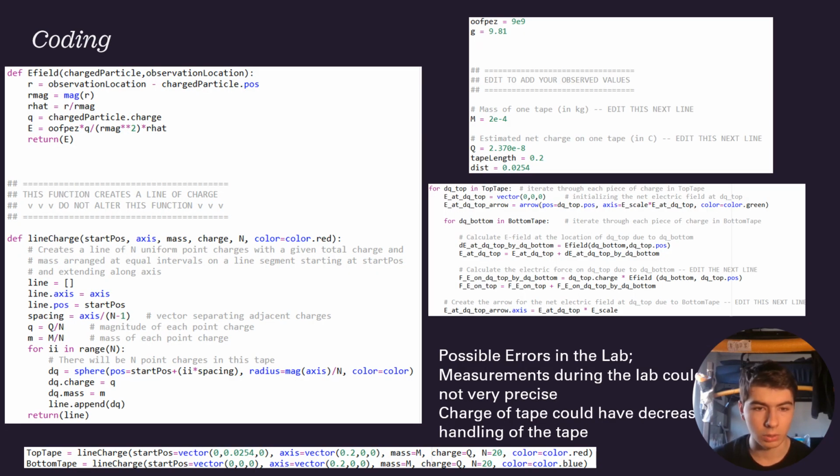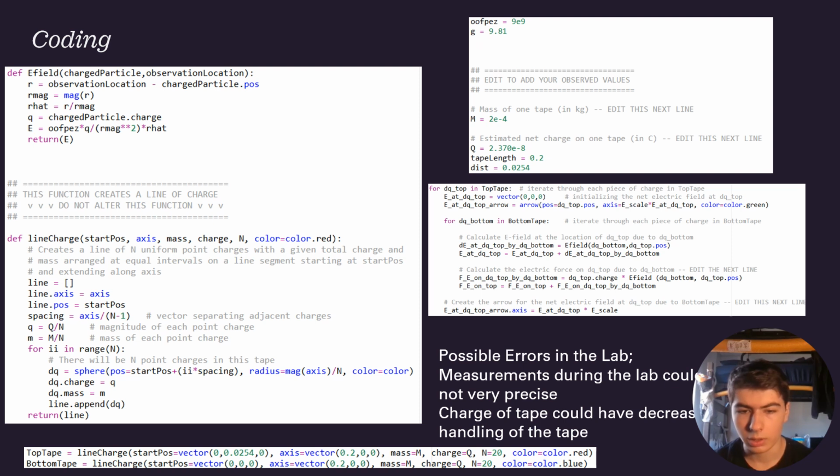And so here's my code. I first, on the top right, went along and defined all my constants. Some of them were mostly defined. I had tape length, distance. Then I did the definition for the electric field. I didn't change the line charge code because it said not to. I changed the top tape's distance to be my distance away, 0.0254 in meters, of course. And then it ran the bottom code.